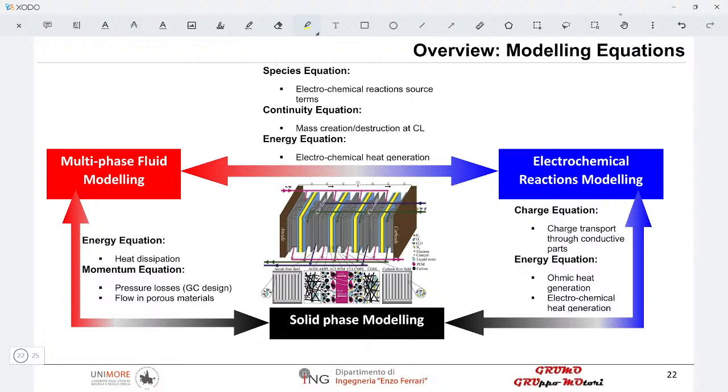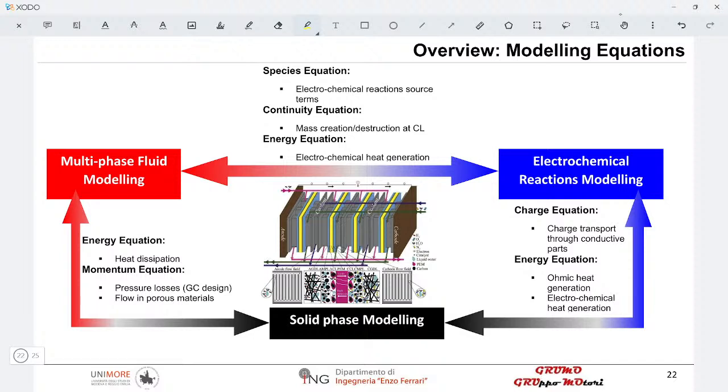We mean all of these sub-processes. The heat dissipation couples the fluid with the solid. Electrochemical reactions consume the fluids, but also generate the charges that will migrate through the solid parts. So this is what makes the CFD simulation of fuel cells so peculiar, so special in a way.